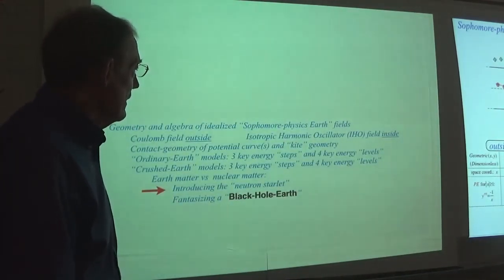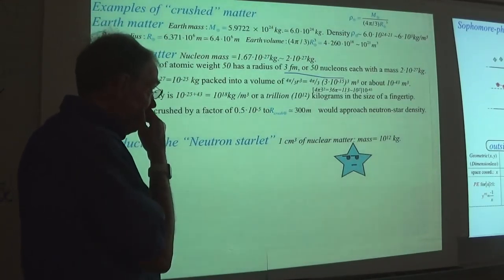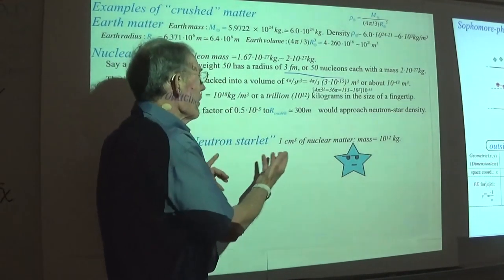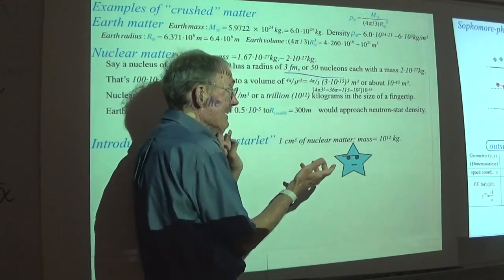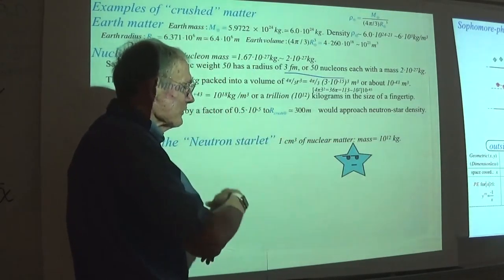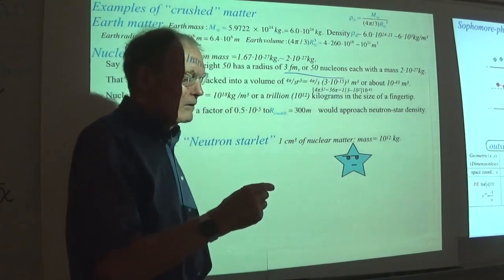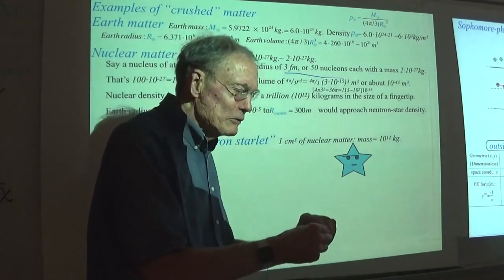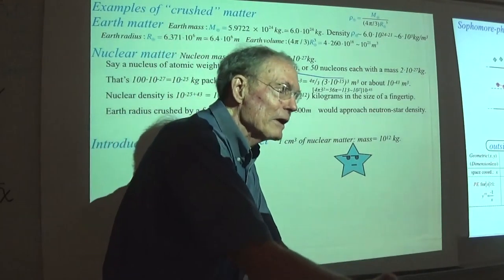What happens if you go even further? Now, I'm first going to introduce the neutron starlet. He's only 1 cubic centimeter. He weighs a lot, he's got 10 or 12 kilograms. And I'm going to imagine the trajectories of this guy through the Earth. Now you say, well, could that be? Could there be a piece of nuclear matter, would it be stable? No, probably not. But could it be orbiting in the Earth?